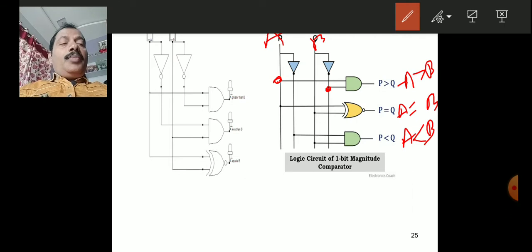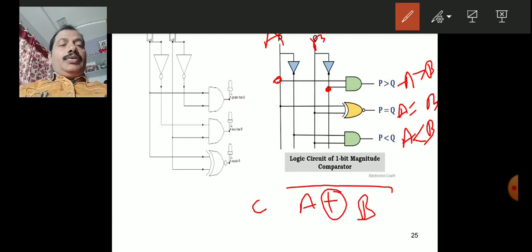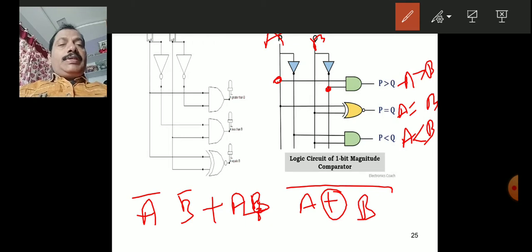So that is exclusive NOR operation. That means A exclusive B whole bar. So that is the A exclusive B whole bar is nothing but A bar B bar plus AB. Not AB whole bar but A bar B bar plus AB. So don't be confused. AB whole bar is not correct. A bar B bar is the correct. So this is the exclusive NOR operation, nothing but A exclusive B whole bar.